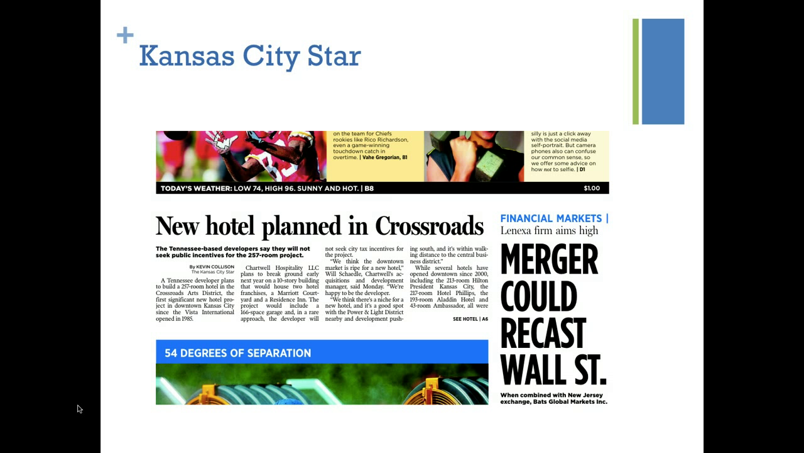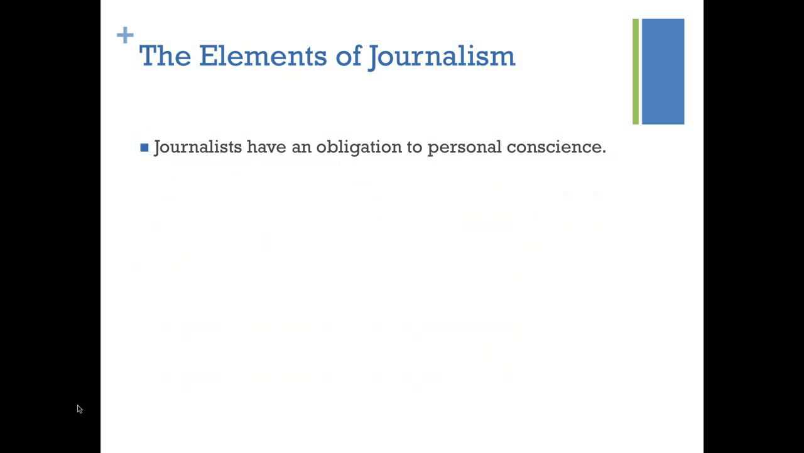The one over there on Wall Street, since it's a financial market and a lot of people are affected by the financial market, maybe not so much you guys right now, but that's a reason why that story is on the front page, all right?